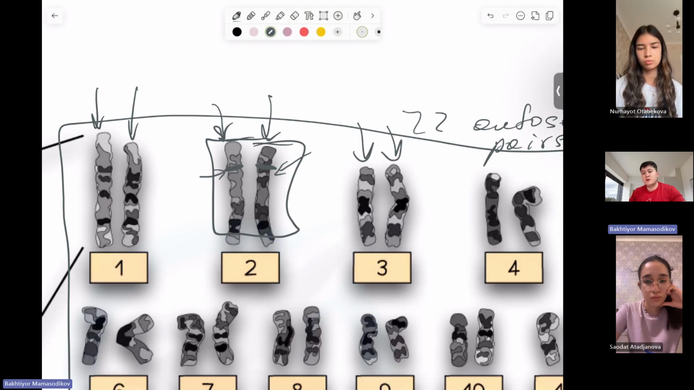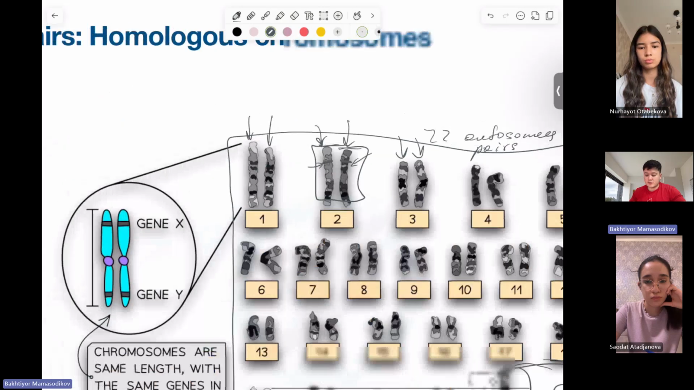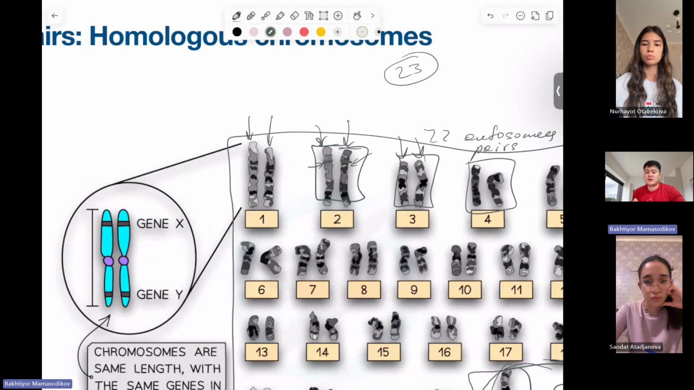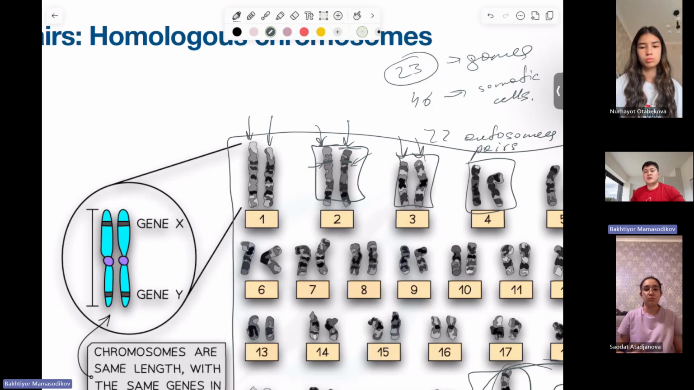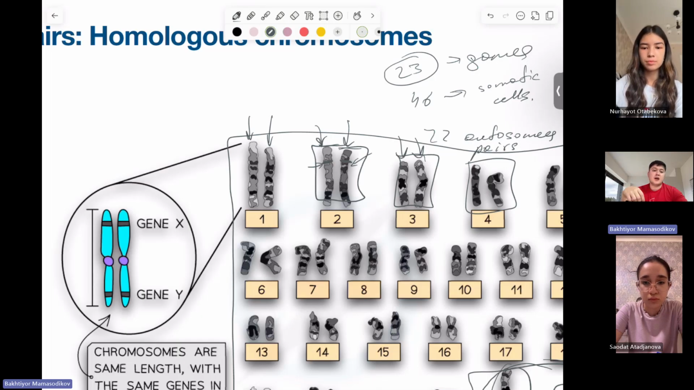Okay, so what's the diploid number? Cells with two sets of chromosomes. One set of chromosomes is 23 chromosomes, found in gametes. Two sets of chromosomes is 46, found in somatic cells, all your cells except gametes. Haploid means one set of chromosomes, in an egg cell or sperm cell. Fertilization means a sperm cell with 23 chromosomes and an egg cell with 23 chromosomes combine to form 46 chromosomes in the new zygote.